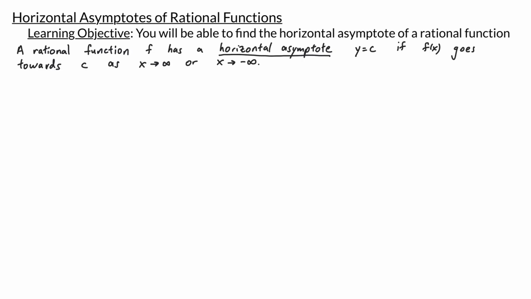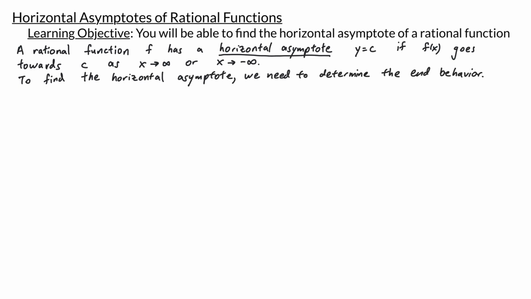A rational function has a horizontal asymptote if the outputs, or y-values, go towards a finite number as we trace to the right and to the left. So if we want to find the horizontal asymptote for a rational function, essentially what we need to do is determine its end behavior. Let's go through an example.